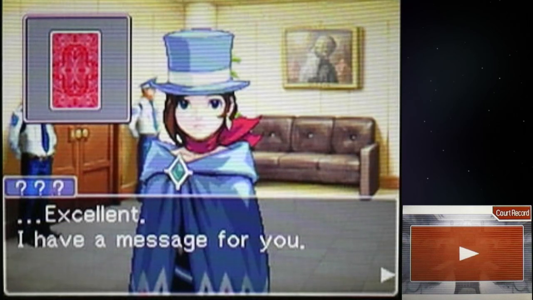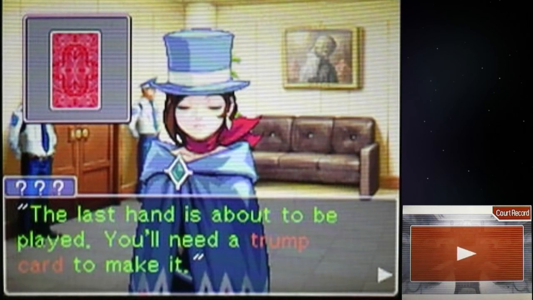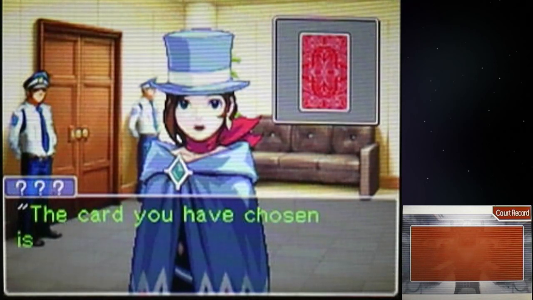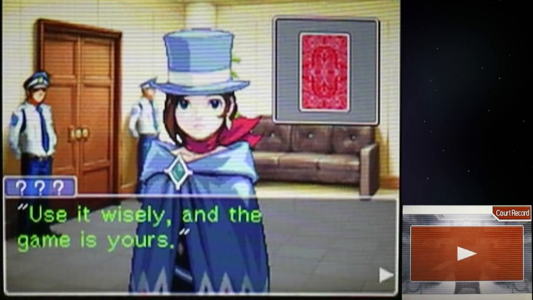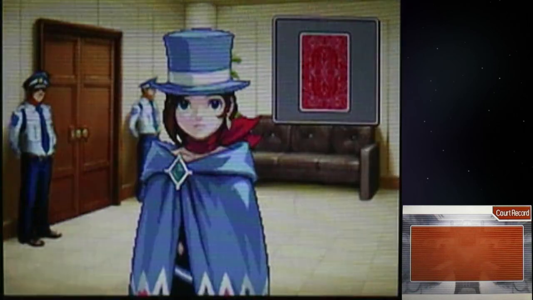Is this one okay? Excellent. I have a message for you. The last hand is about to be played. You need a trump card to make it. A trump card? The card you have chosen is magical. Use it wisely, and the game is yours. That's all.